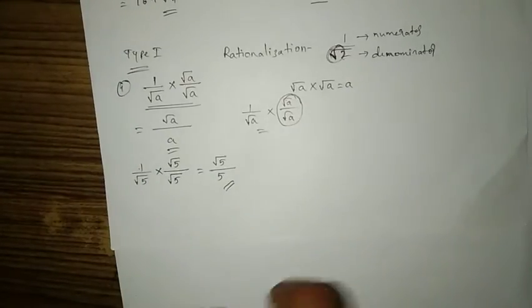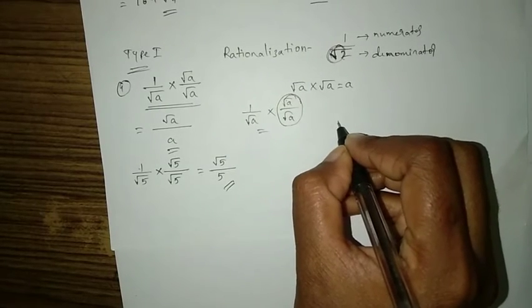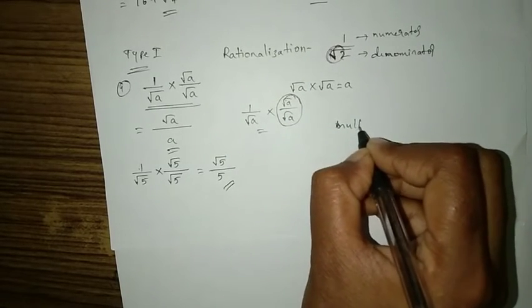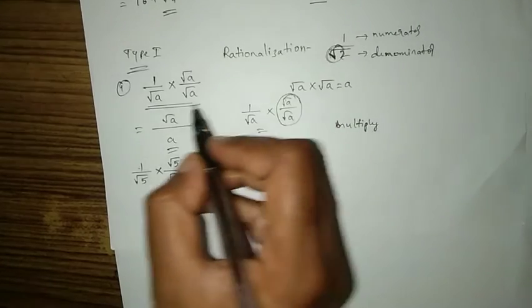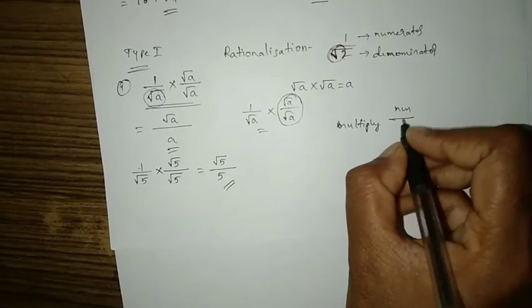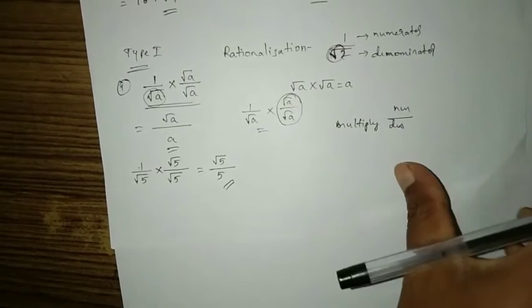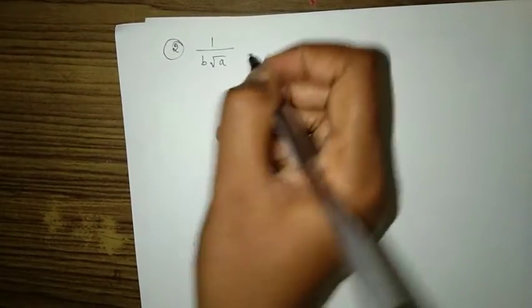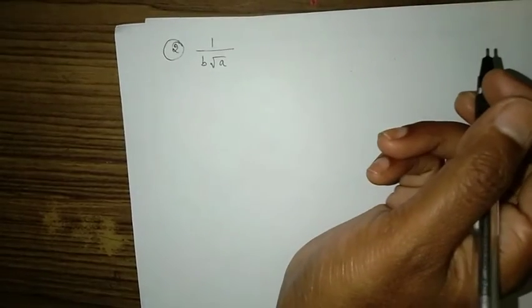Let's solve some more problems based on this. In this type, you have to multiply this thing in both the numerator and also the denominator. You have to remember this one. So let's move to another one, that is 1 divided by p into root a. How can we solve this?